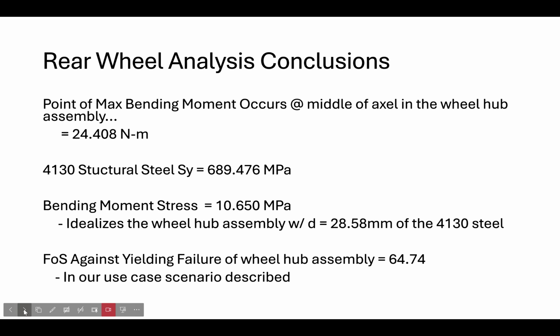With our assumption that the axle was made out of 4130 structural steel, we can find the yield strength of that to be around 689.476 megapascals. Using bending moment equations, I was able to find a bending stress of about 10.65 megapascals. This was idealized with the wheel hub assembly having a diameter of 28.58 millimeters of that 4130 structural steel. Using those numbers, I was able to find a factor of safety against a yielding failure for that wheel hub assembly of about 64.74 in our use case scenario that was described earlier.